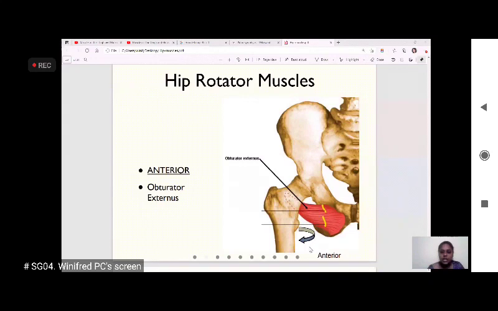It helps in the lateral rotation of the hip. All these muscles help in the lateral rotation of the hip joint. Next slide, please.